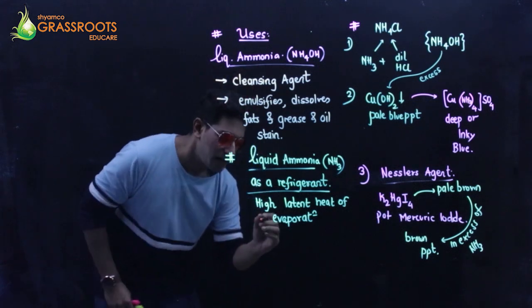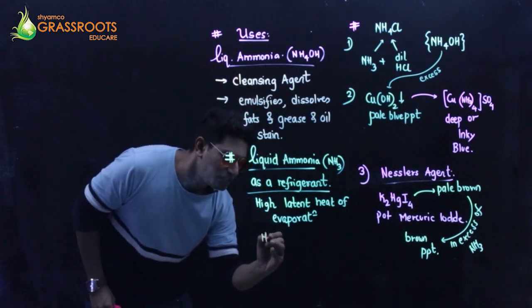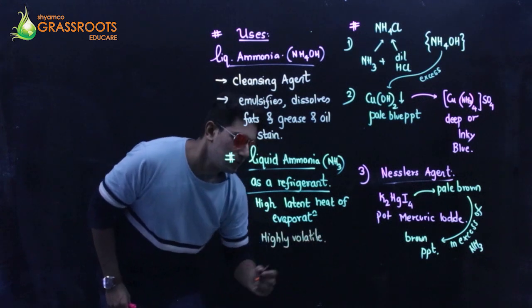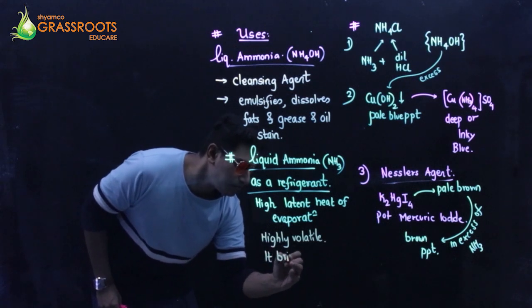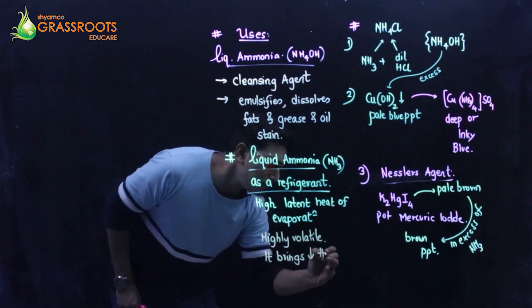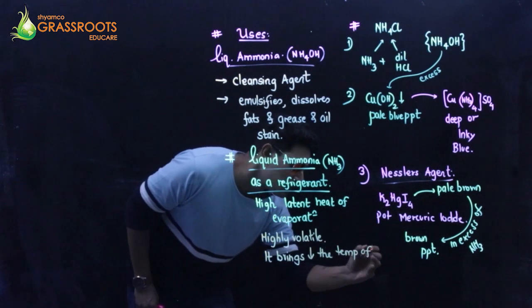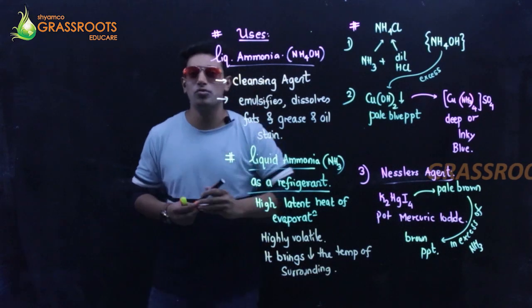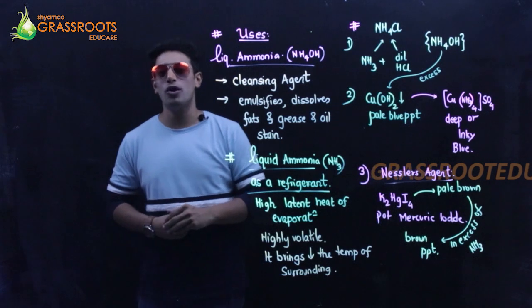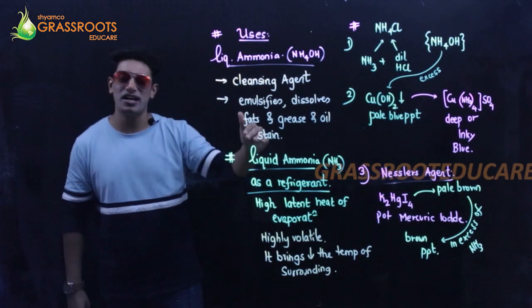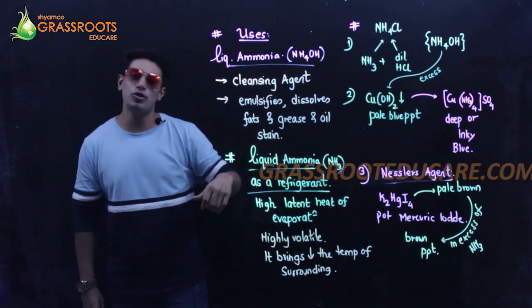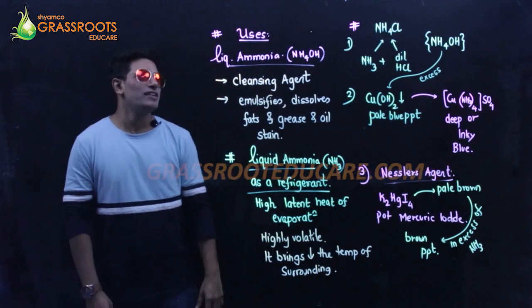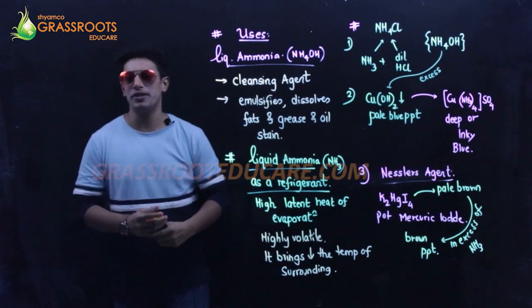Thus, it's used as a refrigerant. One more quality, it is highly volatile, and it brings down the temperature of the surroundings to a great level. So it cools the surroundings to a very good level. So I can say liquid ammonia is used in refrigerants. Liquor ammonia is used for emulsification, that is, as a cleansing agent. Alright guys, so this ends my chapter on ammonia, right?